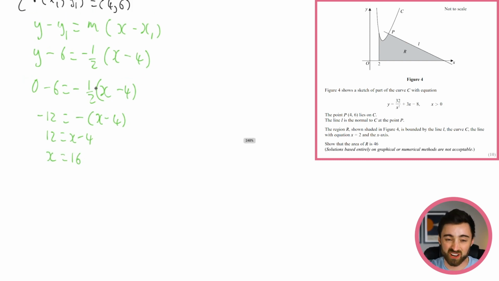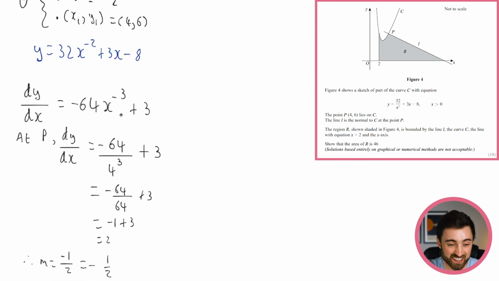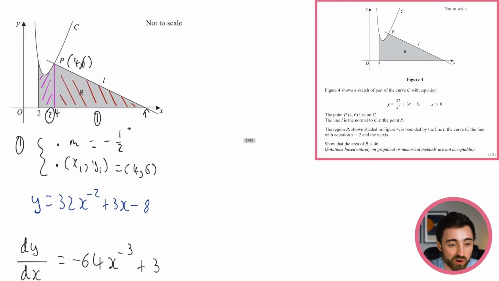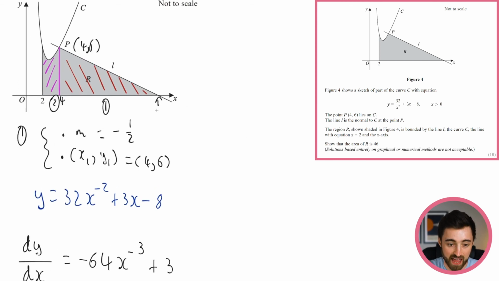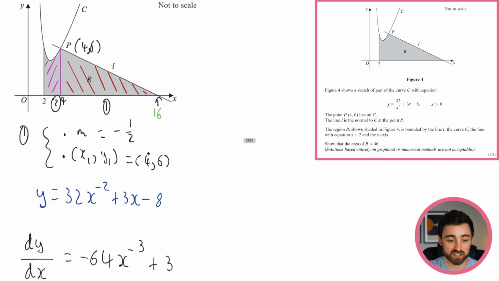Whoo! I don't even know if we're halfway, to be completely honest with you. It's a bit of a grim one. What we know, though, is that the x coordinate of this is 16. So what is the width of this? This is 4, this is 16, so that's going to be 12. So the height is 6, the width is 12.